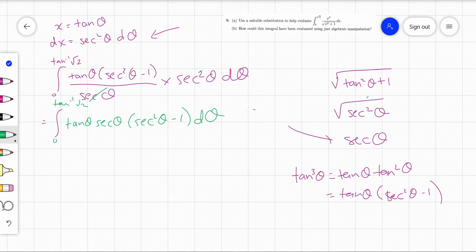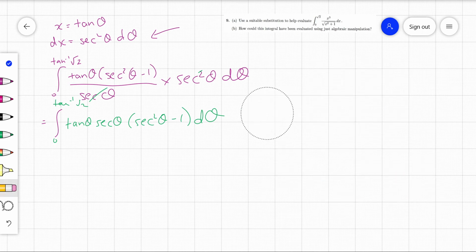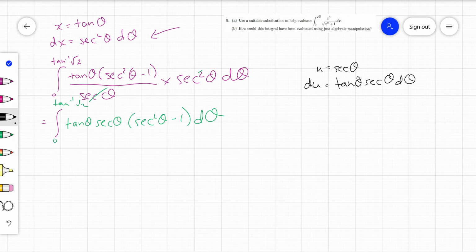Okay, so now this is looking a bit crazy. So what we can do is another substitution. We don't have to, but we can if we want to make it a little easier. Let's make our u this time equal sec theta, and why would we do that? Because we know that du is tan theta sec theta. So if u equals sec theta, du equals tan theta sec theta d theta, and we've got tan theta sec theta d theta. So all this section just becomes du.